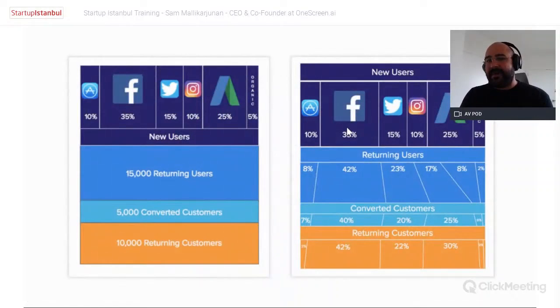The other thing I want you to keep in mind is that different channels are going to convert at different rates because of where they exist in the buyer's journey. So in this graphic on the left, Facebook is driving 35% of new users. AdWords is driving 25% of new users. And if that's all you were tracking, where are my users coming from? You've got 15,000 users, 5,000 converted, 10,000 customers.